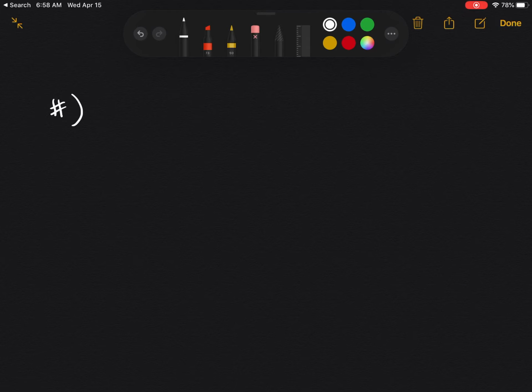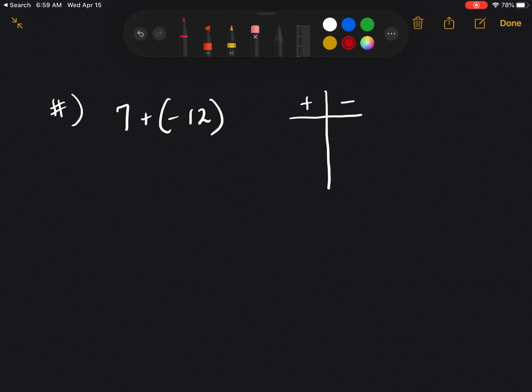And then you're going to write down the original problem, such as 7 plus negative 12. So if that were the problem, you would write it down. Next to it, you would draw your scorecard. You don't have to make it big. You can make it small like this, okay? And then fill in what your teams have. The positives have 7 and the negatives have 12.